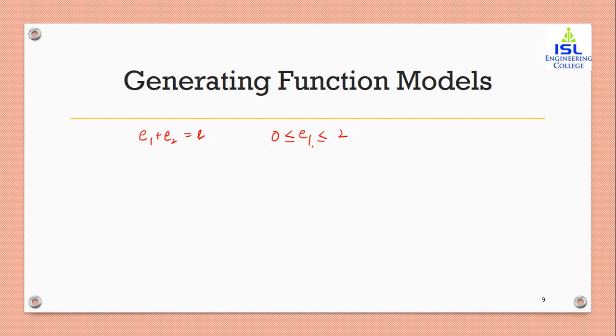It should be an integer less than or equal to 2, or else e2 should be even numbers between 1 and 7. It should be only even numbers. And we want to find the number of non-negative integer solutions to this equation. Then we can also use the generating functions.